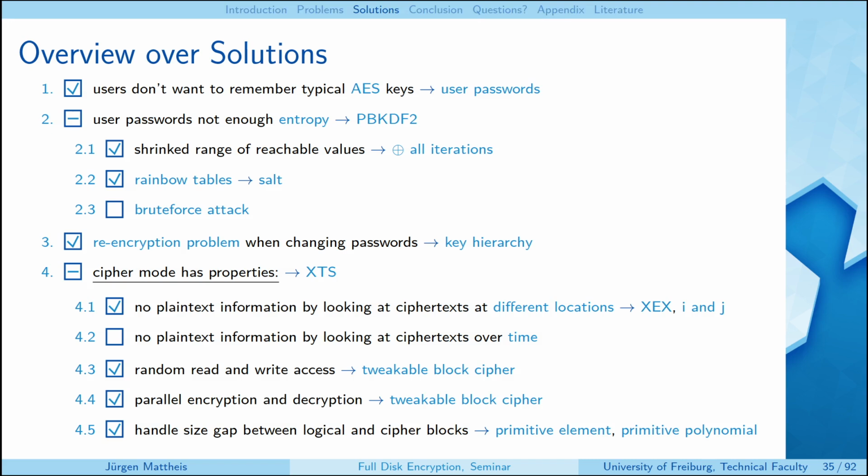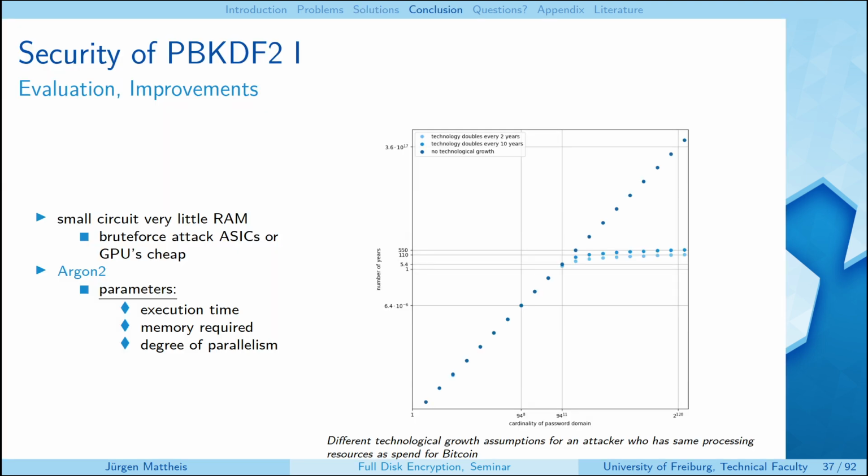And here we have our overview again, and we see that the XTS cipher mode satisfies most of our properties, but we can't surely say if it also hides plaintext similarities over time. And now I come to a conclusion on whether our methods are actually worth anything.